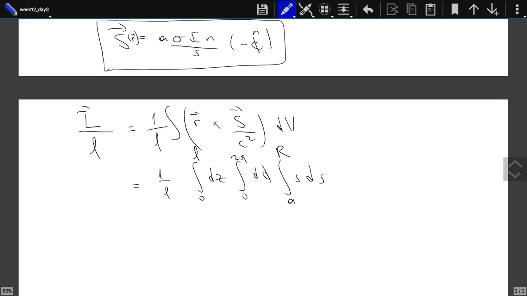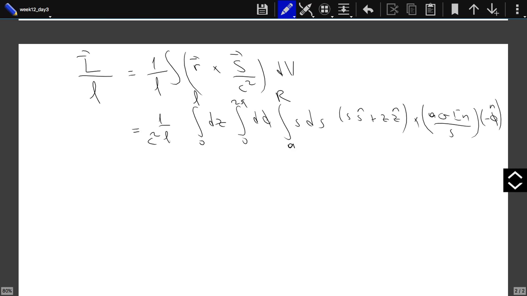r cross S over c squared: r is s in the s hat direction, plus z in the z hat direction, cross, well, let me move the c squared out, S, which is a sigma I n over s in the minus phi hat direction. So this is equal to a sigma I n over c squared.